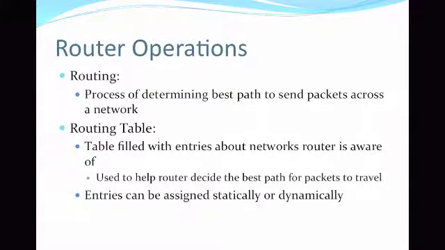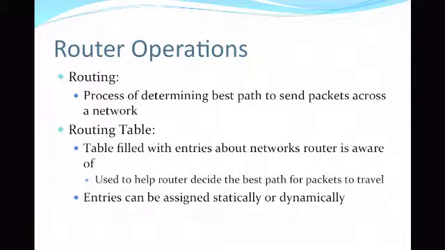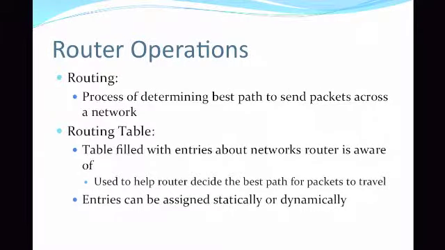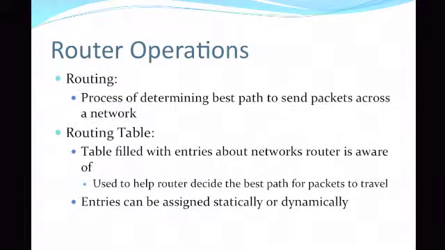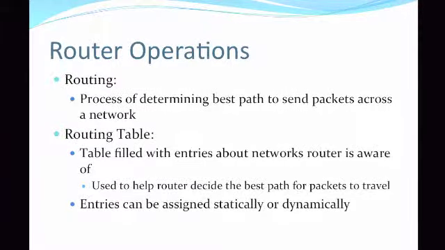The process by which routers make their decisions is known as routing. In order to make these decisions, the router possesses a table filled with entries about other networks the router is aware of. Entries in this table can either be assigned statically or dynamically, which we will discuss next.